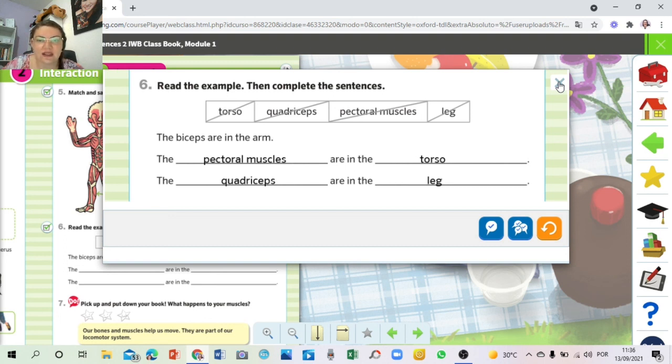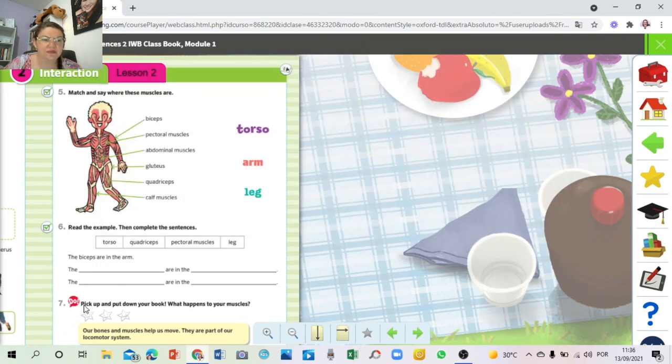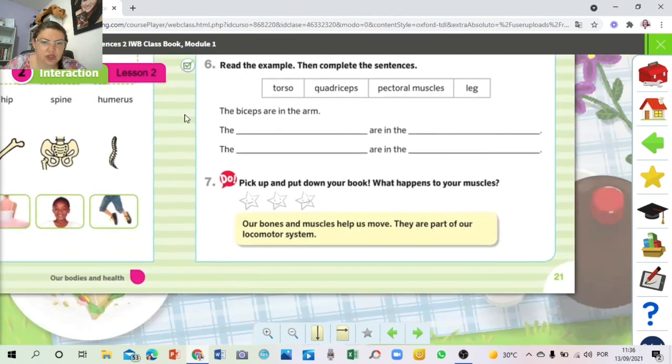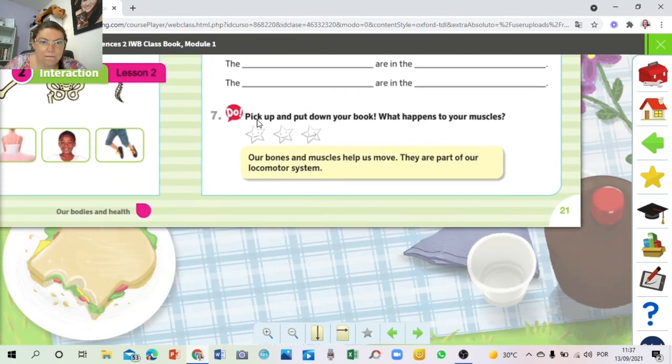Okay. The last exercise. Exercise number 7. Now. Exercício número 7. Let's do it. Okay. Press. Atividade prática. Okay. Look. Exercise number 7. Yes. É um exercício prático, ok? Look. We will use a book, ok? Vamos usar o book. Pick up and put down your book, ok? Pick up. Peg and put down. And place it on the table, ok?